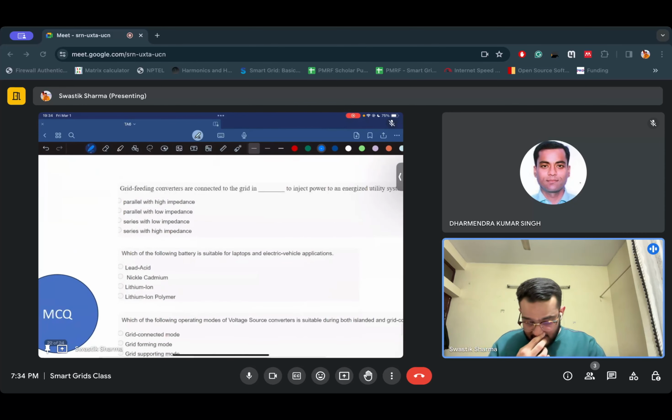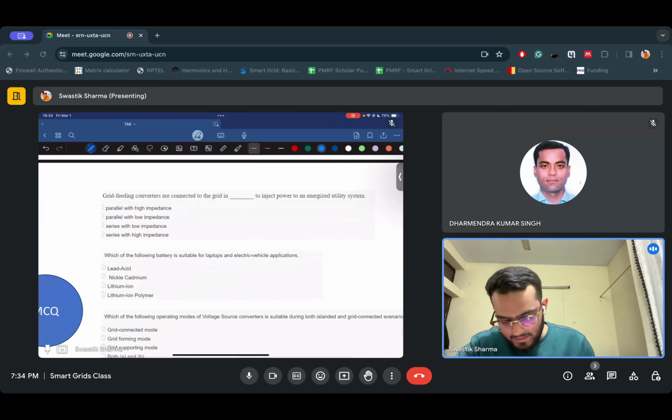Next question. Grid feeding converters are connected to the grid in dash to inject power to an energized utility, right? They supply power. How? What are they connected to? They are connected in parallel with a high impedance. Why do they do it?